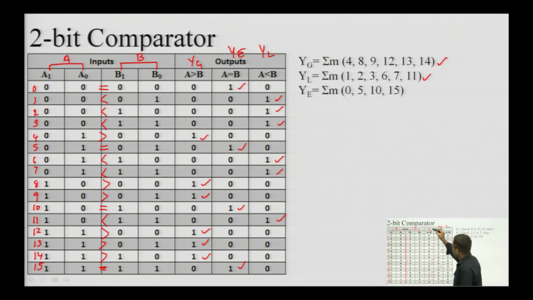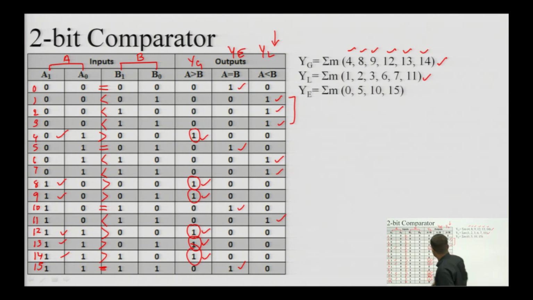We can see that y g is 1 at these places, which can be referred as 4, 8, 9, 12, 13, 14. Similarly, you can check for y l, which is giving you high output at 6 places. These are the ones 1, 2, 3, and then these are the ones 6, 7, and this is 11. So, 1, 2, 3, 6, 7 and 11.